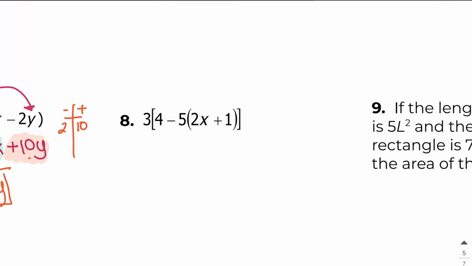Okay, and number 8, this is another tricky one. So when we distribute, we want to distribute from the inside out. So we actually have multiple distributing here.